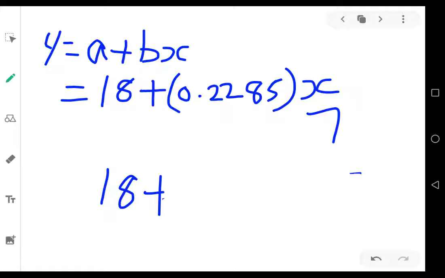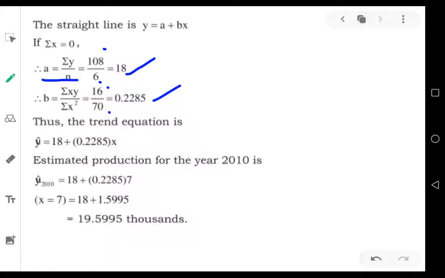You should multiply 0.2285 into 7, and you should get 1.5995 as the estimated production. 18 plus 0.2285 into 7, you are getting 1.5995, hence adding, 19.5995 should be the estimated production for the year 2010. So this is how you calculate the estimated production or estimated sales in time series data.